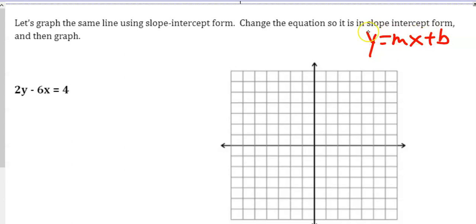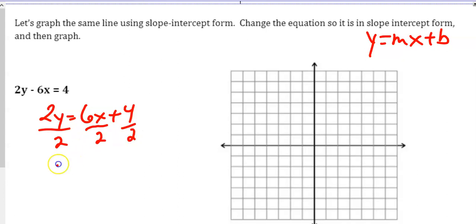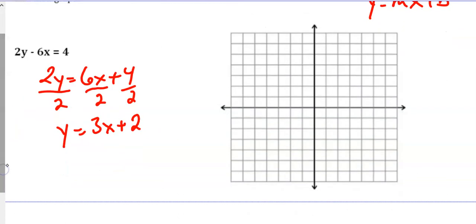Y is all by itself over here on this left-hand side. So if I add over a 6x, and again, that's not a like term with 4, so I literally just have to write 6x plus 4, then I divide everything by 2. Okay, so now I don't have to do a table. I can look at my starting point here, which is going to be my y-intercept, which is ordered pair 0, 2. So I go up here and plot my point.